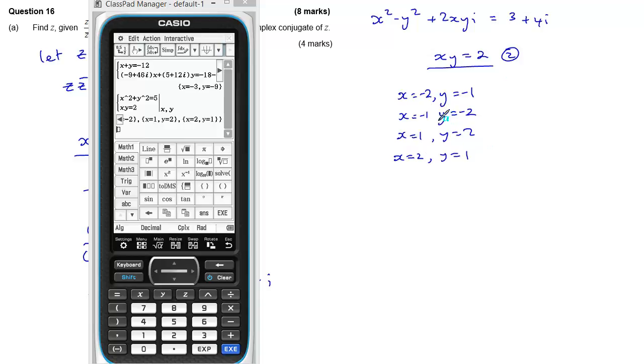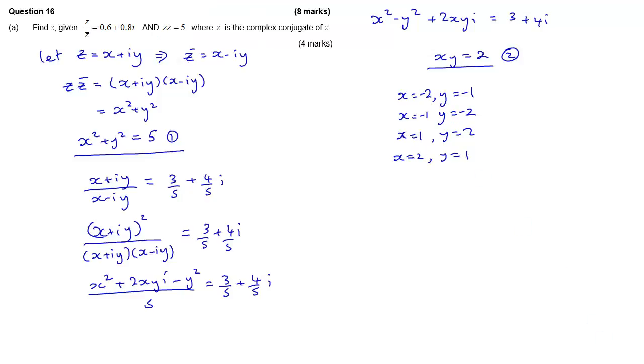So I think we need to check whether these actually all work. Now there's lots of ways of checking, but one that I've just spotted here is that we need x squared minus y squared to be equal to 3. Now that won't work for either of those two. So what we have is -2 take away i from here, or 2 plus i from here.